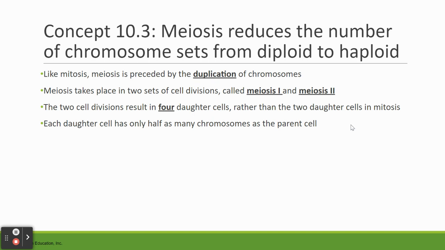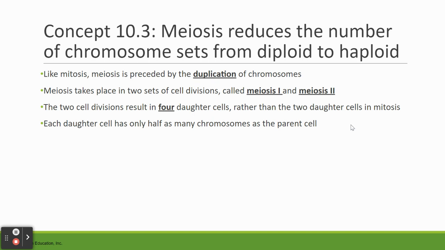Okay, so that's the first introduction to haploid and diploid, but we need to talk a little bit more about how meiosis occurs, right? So meiosis is going to reduce the number of chromosome sets from diploid to haploid, meaning it's going to go from 2 chromosomes from each parent to 1, to haploid, okay? So, like mitosis, meiosis is preceded by the duplication of chromosomes. So, the first step of meiosis, we've got to copy those chromosomes.